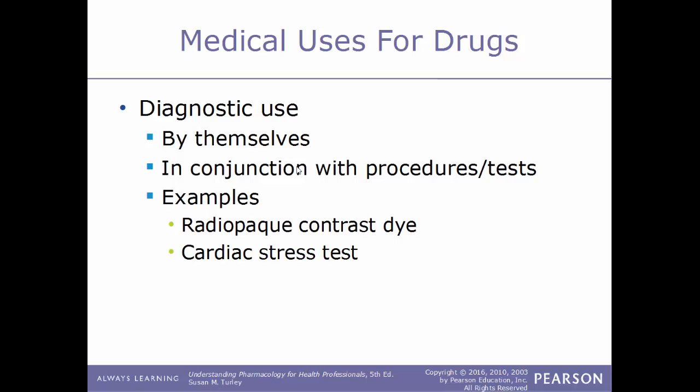Some common examples are taking a radio-opaque contrast dye, such as for checking for blockages in blood vessels or in your gastrointestinal tract. There's no other reason why you would take that kind of contrast dye if it weren't for that procedure. You don't take that kind of thing for no reason. Another example would be a cardiac stress test.